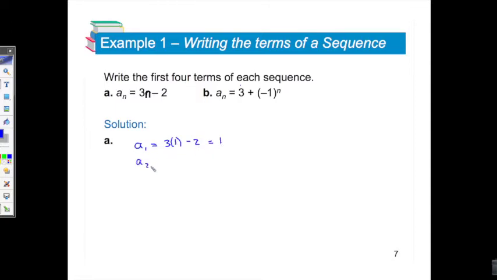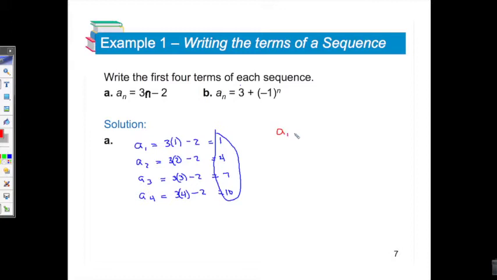And then I have a sub 2 here. A sub 2 will be 3 times 2 this time, and then minus 2, so that's 6 minus 2, which is 4. And the third term will be 3 times 3, 9 minus 2, which is 7. And the last one, a sub 4, which would be 3 times 4 minus 2. So we get 12 minus 2, which is 10. So here, right here on the right side, are my first four terms of the sequence given by this particular expression. Simple enough, right? Now let's move on to the next one.